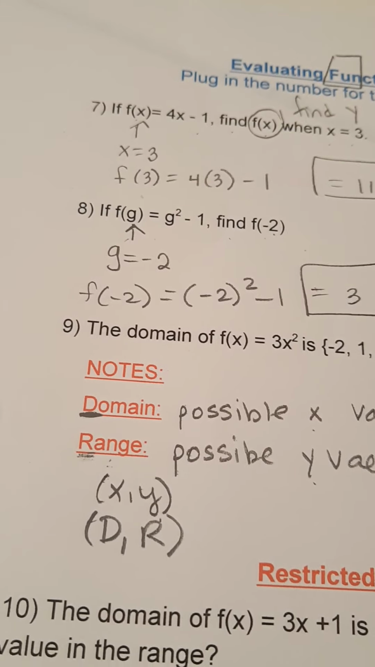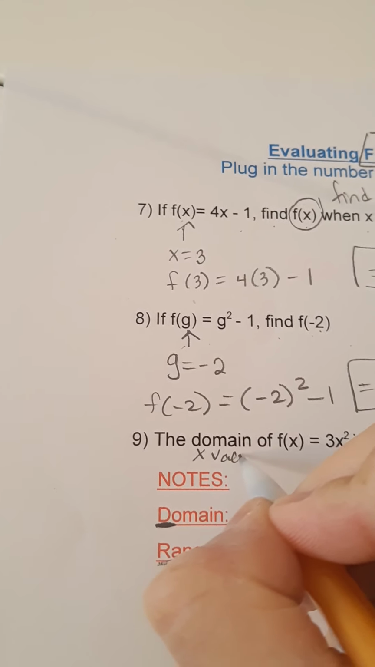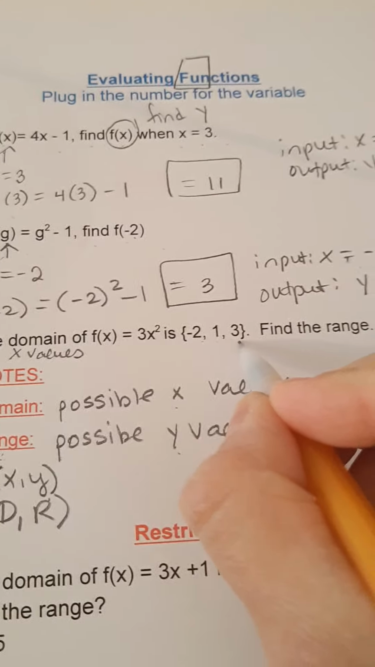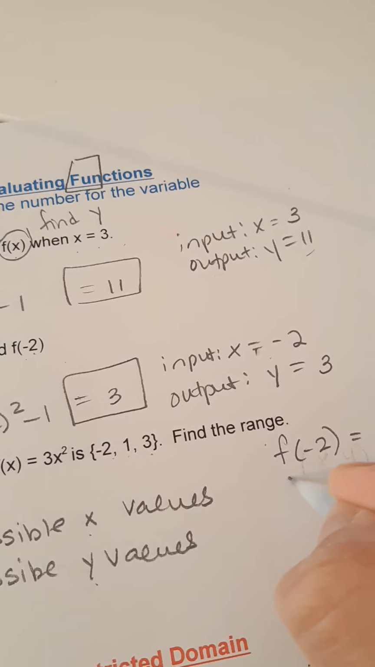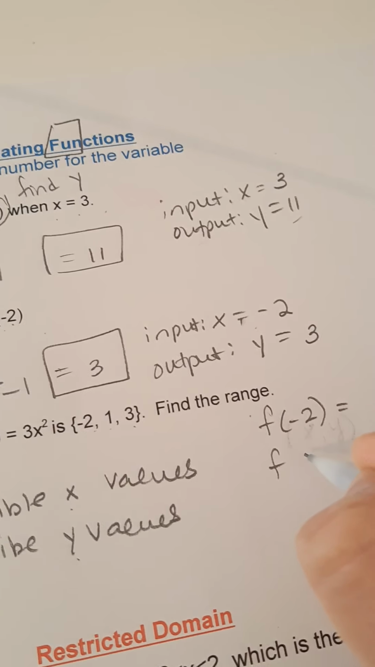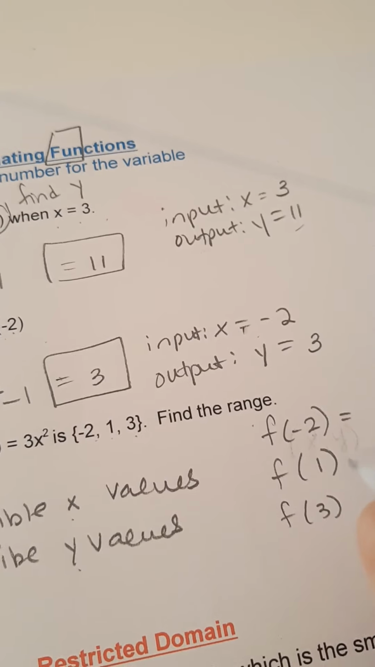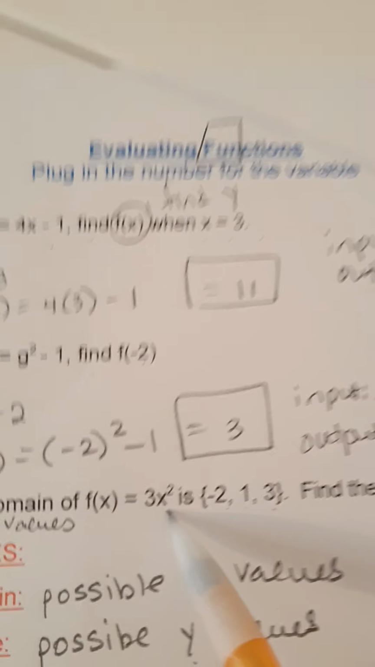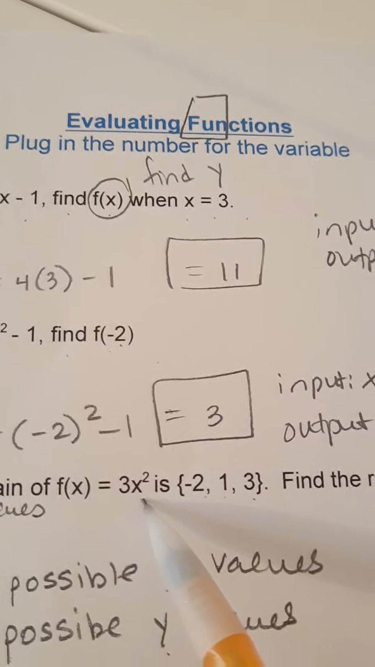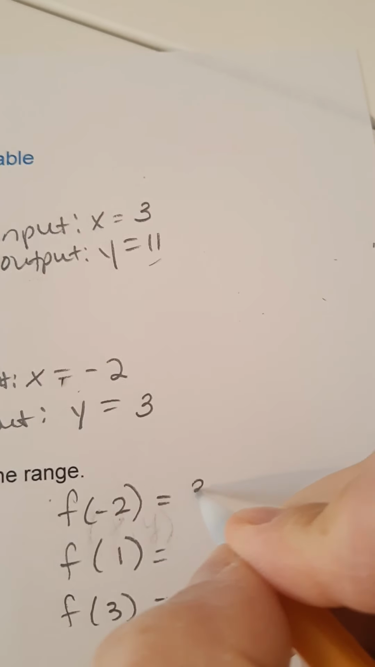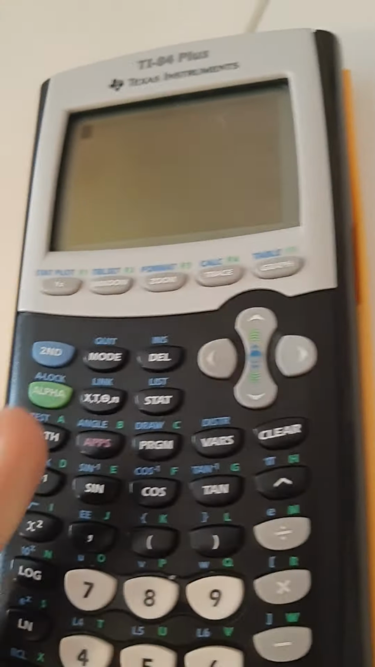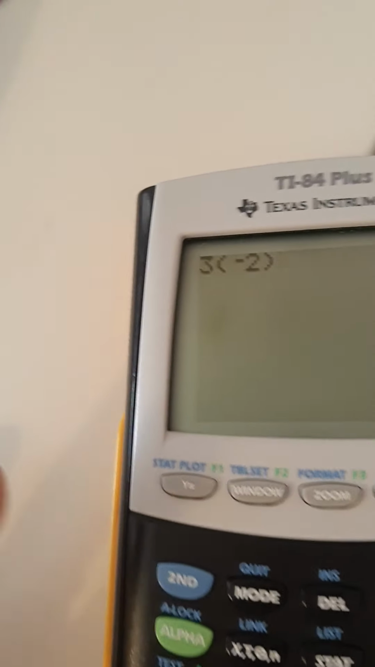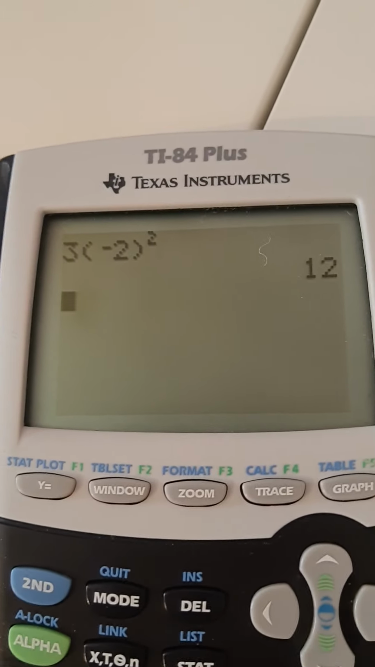So basically what's happening for this problem is the x values are negative 2, 1, and 3. Find the range. So what you have to do is find when x is negative 2, find when x is 1, find when x is 3 to the given equation. So instead of 3x squared, we're going to put 3 times negative 2 squared. Put that right in your calculator. That's 12.